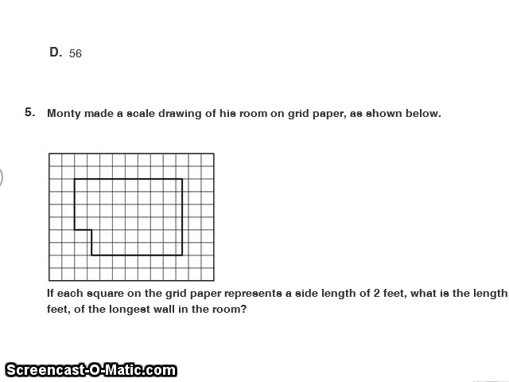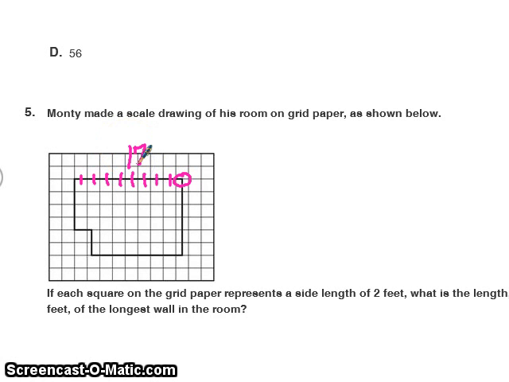Okay. Number 5, Monty made a scale drawing of his room on grid paper as shown below. If each square on the grid paper represents a side length of 2 feet, what is the length in feet of the longest wall in the room? Now, from appearances, it appears to me that this is the longest side in the room, the longest wall. So here's 2, 4, 6, 8, 10, 12, 14, 16, and I'm thinking that's probably 17 right there.